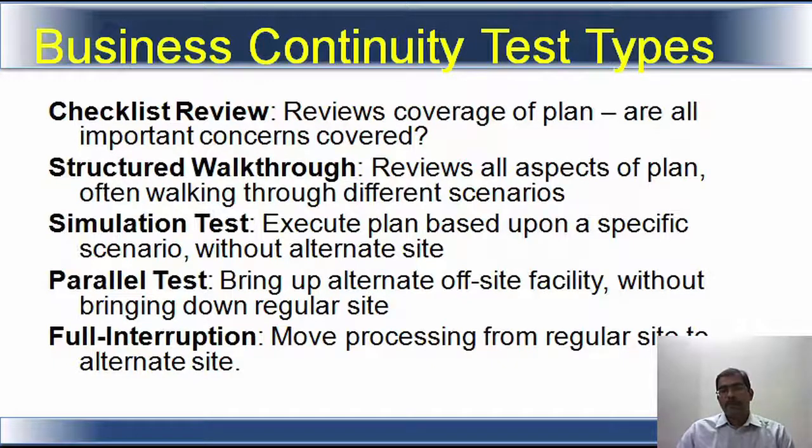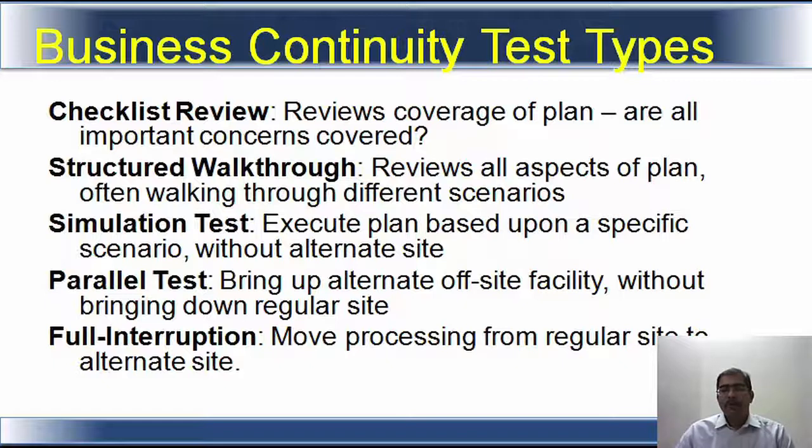The third is a simulation test. That is, execute the plan based on a specific scenario without the alternate site. So, you actually simulate the test and execute or invoke the plan and see what the results are. Parallel test: bring up the alternate offsite facility without bringing down the regular site. See how the transition happens, whether it is smooth. At the same time, you are not disrupting normal operations.